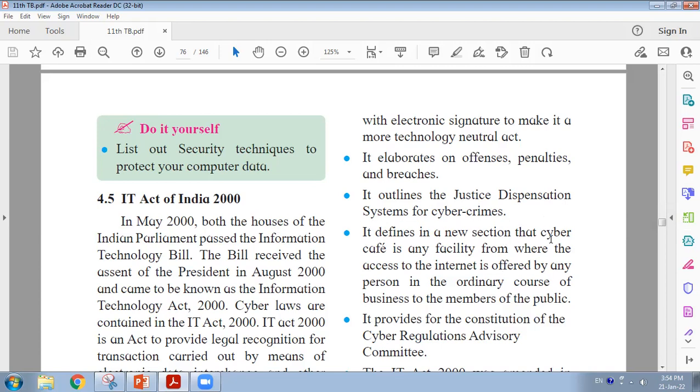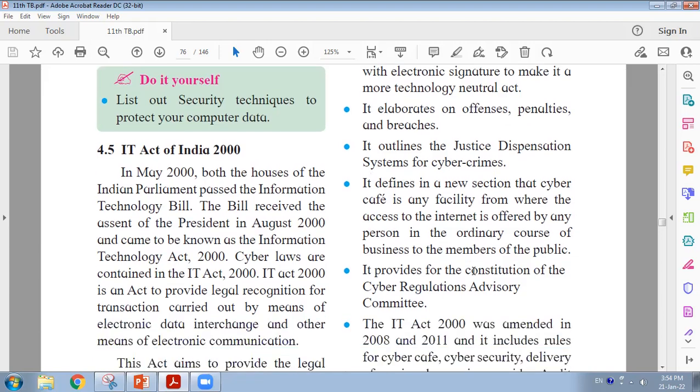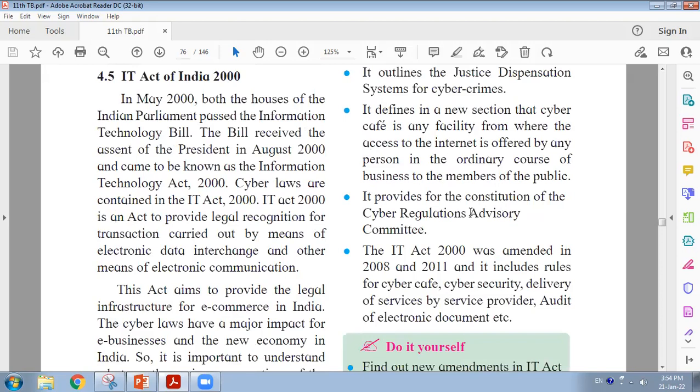It defines in a new section that a cyber cafe is any facility from where access to the internet is offered by any person in the ordinary course of business to the members of the public. Then it provides for the constitution of the Cyber Regulations Advisory Committee.